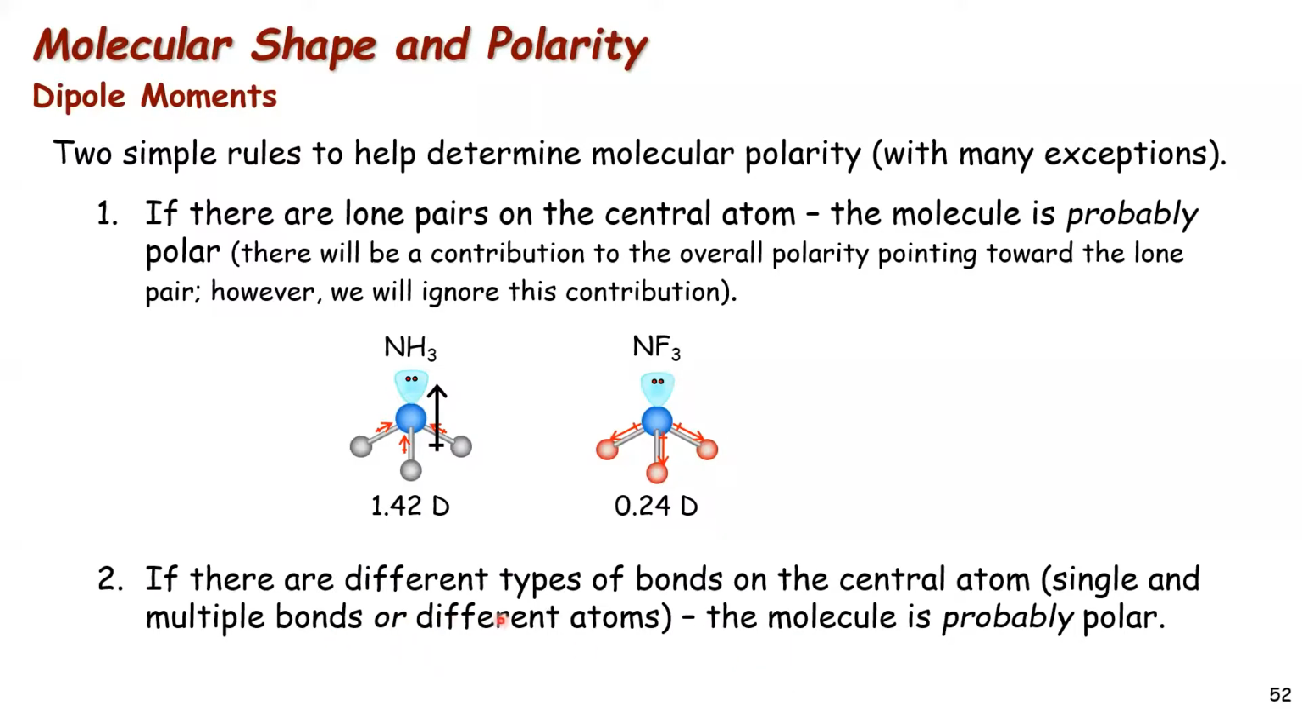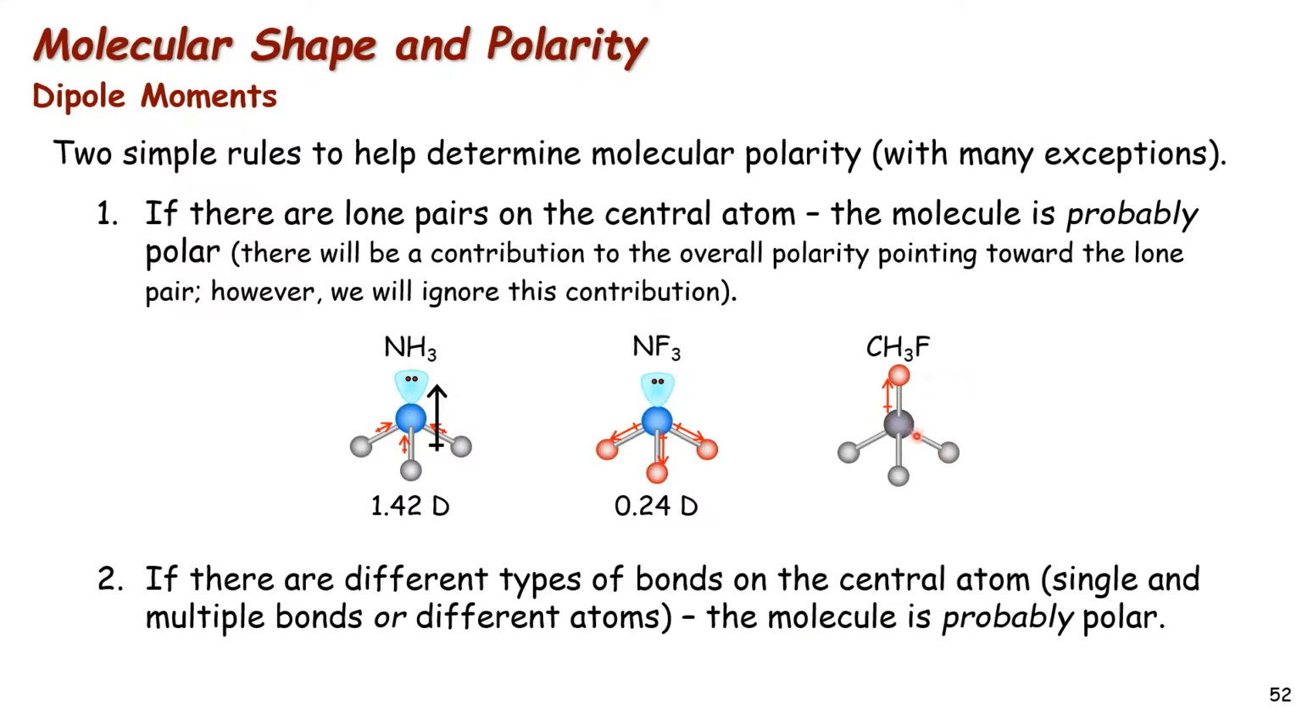Now, if there are different types of bonds on the central atom, so single bonds mixed with double bonds or triple bonds, the molecule is probably polar again. Remember, there's going to be more electrons on one side of the molecule than there are on the other because of the differing number of electrons within the bonds. And also, if they have different atoms.